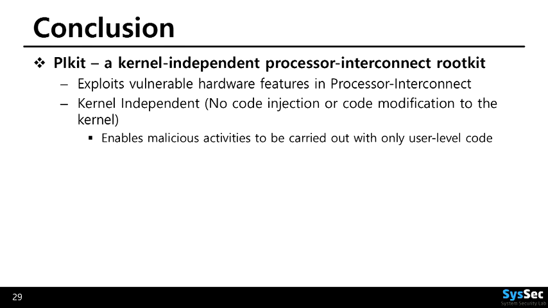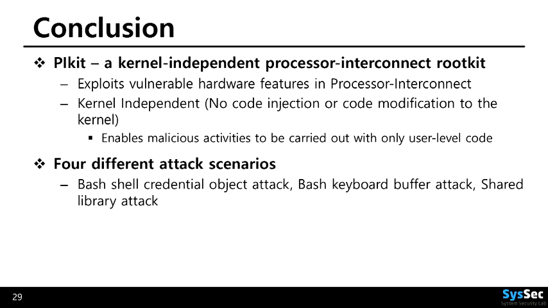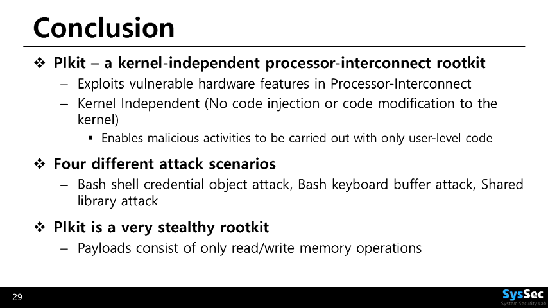And as a summary, PIkit is a kernel-independent processor-interconnect rootkit that exploits a vulnerable hardware feature in the processor-interconnect in x86 multi-socket servers. And PIkit is kernel-independent. That means no code modification or code injection to the kernel is required. In the paper, we developed 4 different types of attacks. And because the malicious payloads of PIkit can be made of only simple read-write memory operations, we can say that PIkit is a very stealthy rootkit.